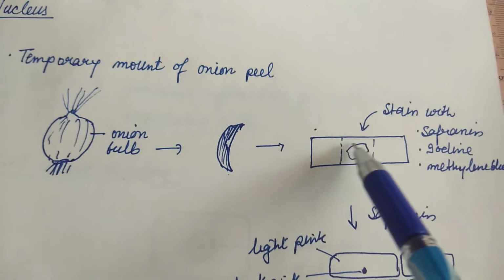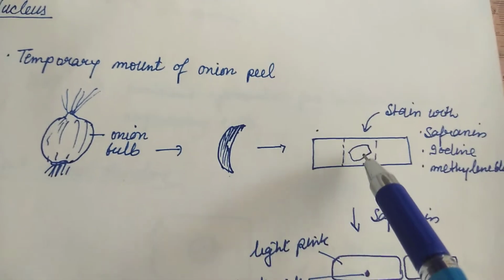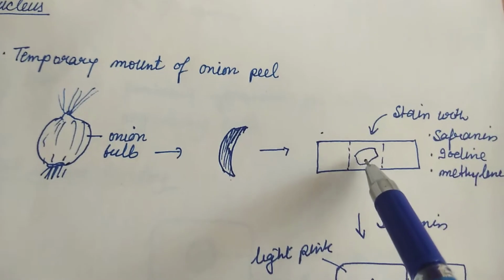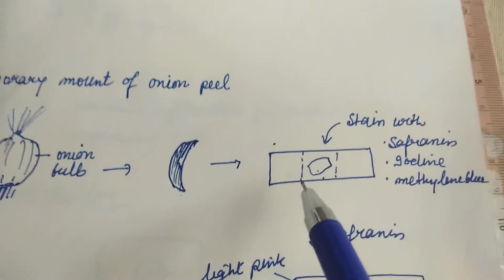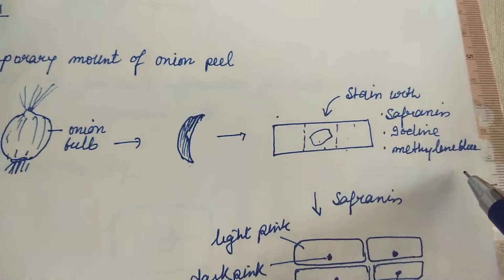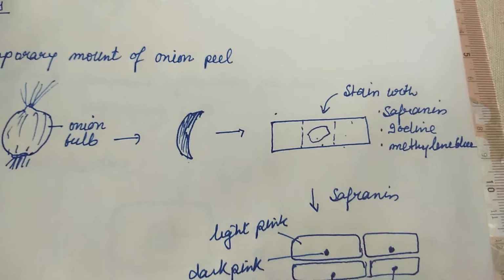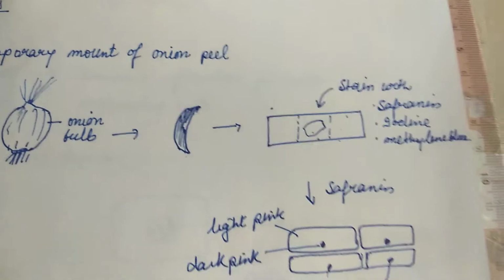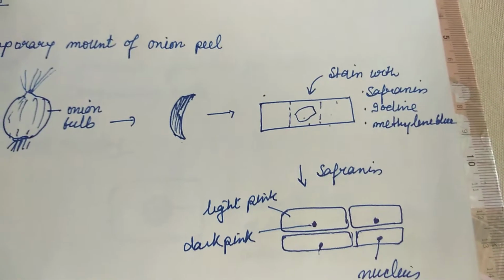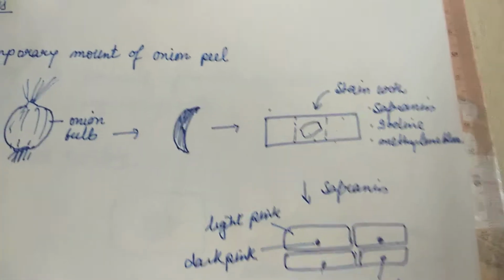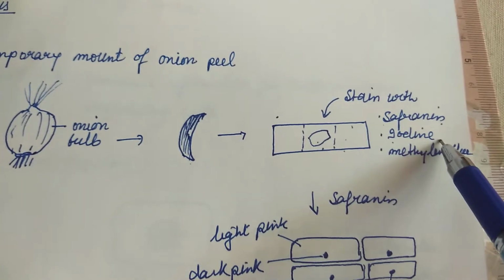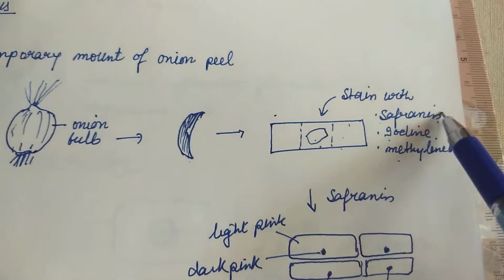If we mount this on a slide, put glycerin, or we can add water, and then put a cover slip, and see it in the microscope without staining it, then we will not be able to distinguish the different parts of a cell. But if we stain it, staining means we put some chemicals, like safranin, iodine, or methylene blue. These are the stains.